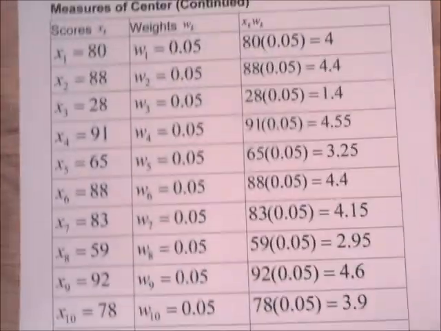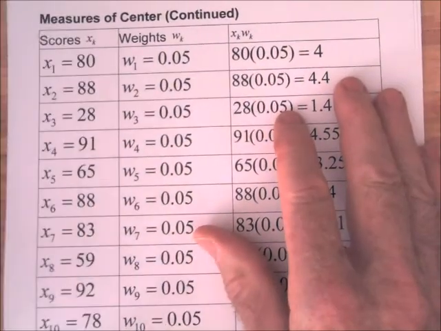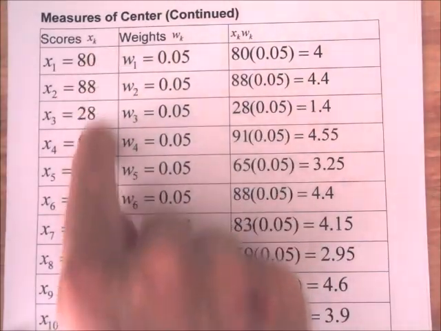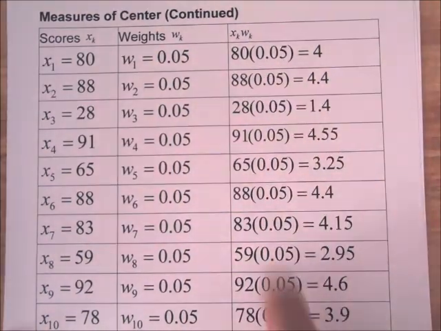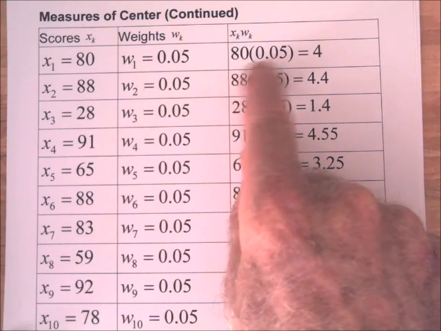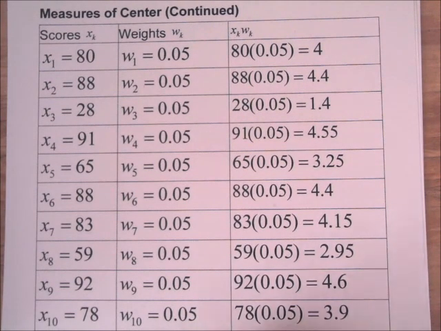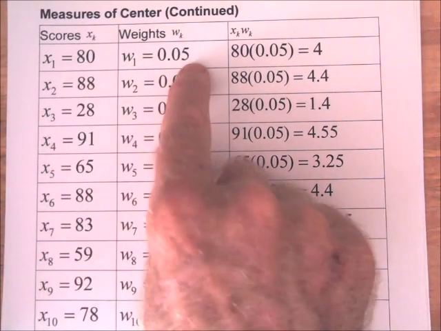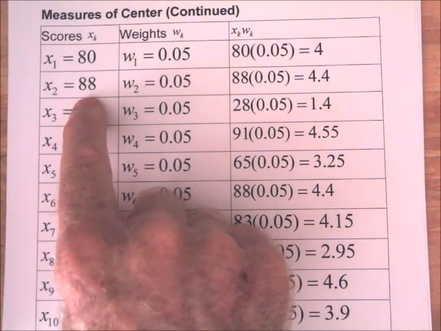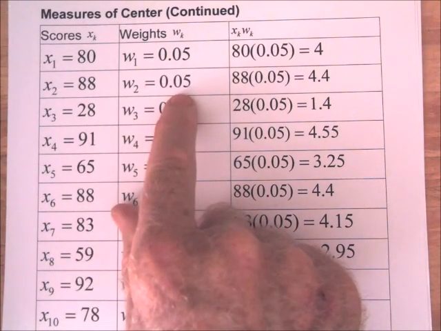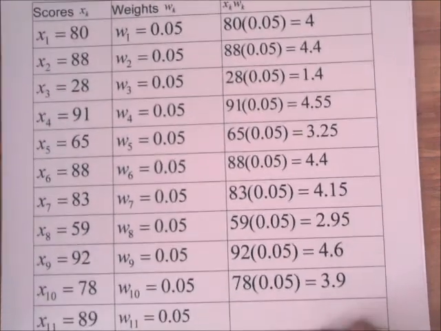So when we set up this table here, we can set up a column for the exam scores, a column for the weights, and a column for the product, because that's the first computation we want to do. Each score times its weight. So the first exam is 80. Its weight is 0.05. 80 times 0.05 is 4. Second exam, 88. Its weight is also 0.05. 88 times 0.05 is 4.4, and so forth.